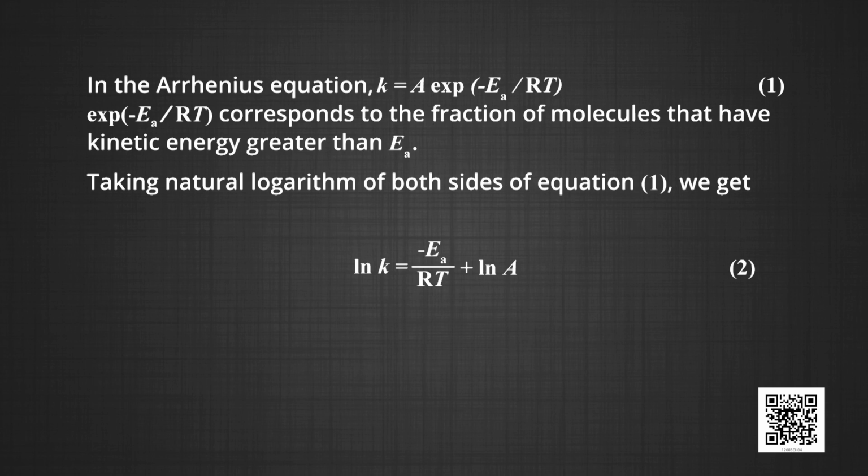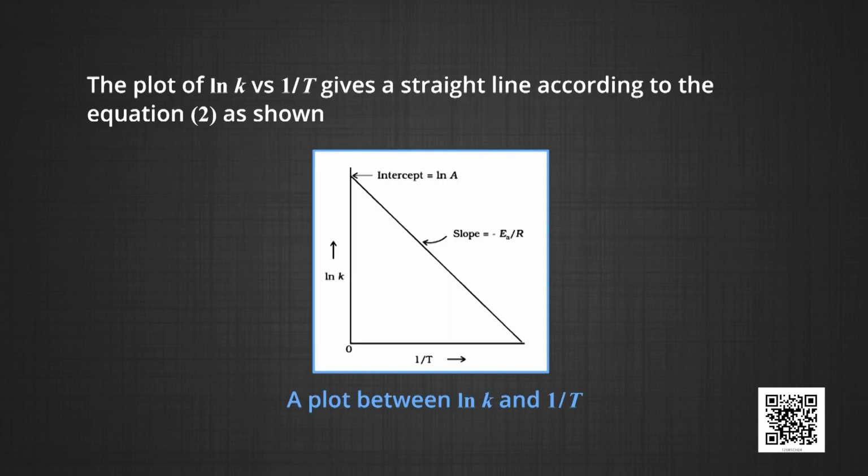Taking the natural logarithm of both sides of equation 1, we get ln k equals minus EA by RT plus ln A. The plot of ln k versus 1 by T gives a straight line according to equation 2. You can see in the figure. The figure shows you the plot between natural logarithm k and 1 by T.